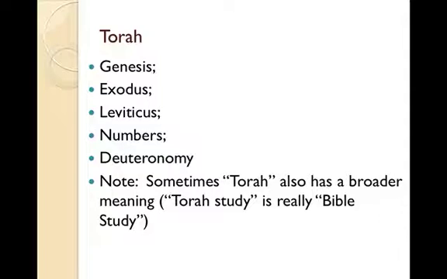For Christians, the first five books of the Bible are sometimes referred to as the Pentateuch. So penta meaning five. So these are the first five books. So far, Jews and Christians are on the same route here.